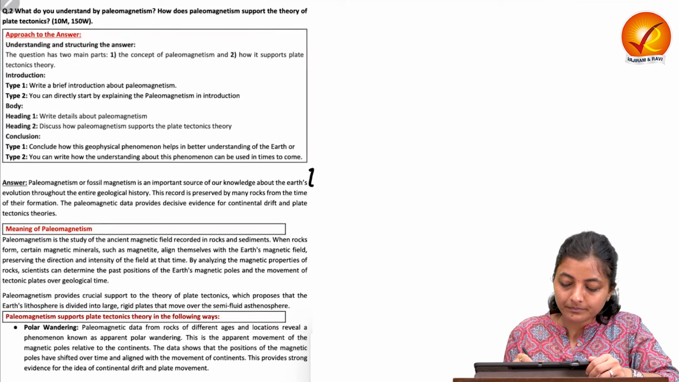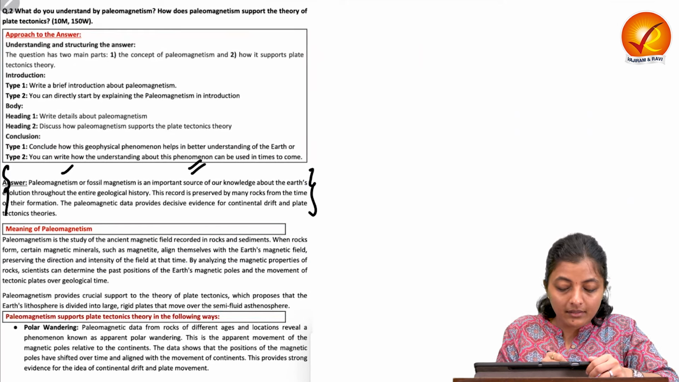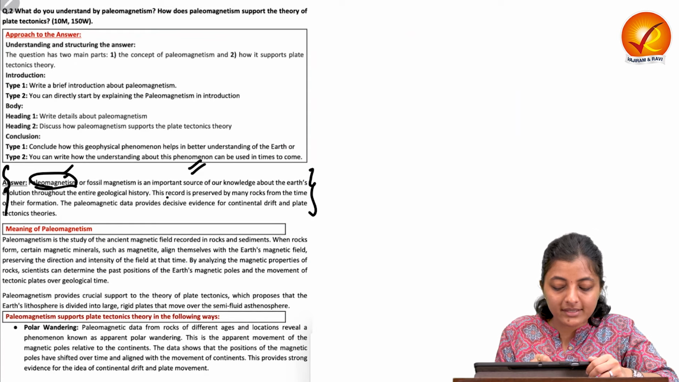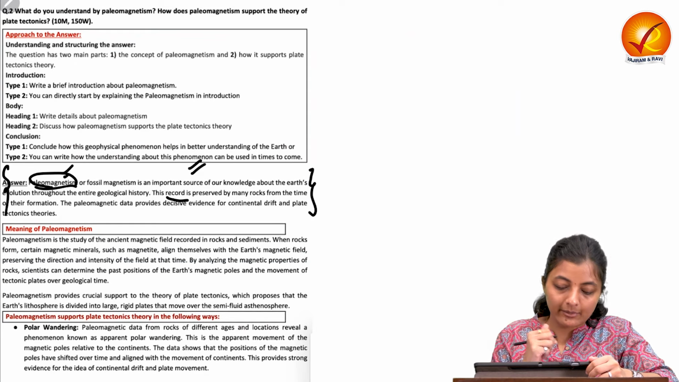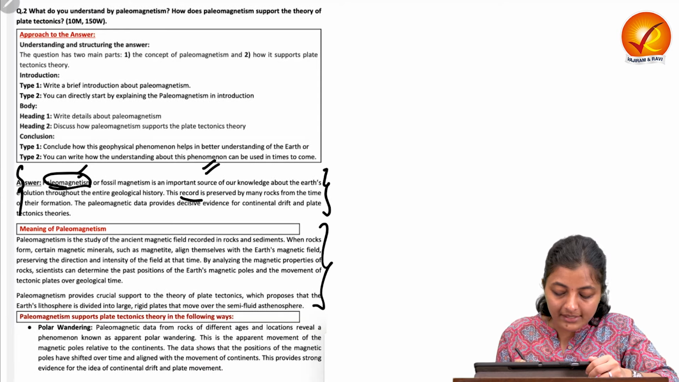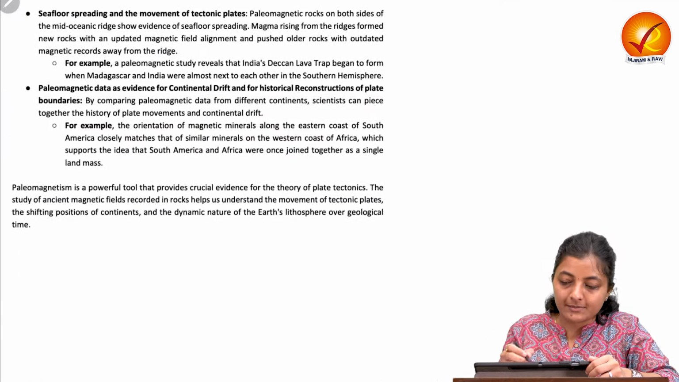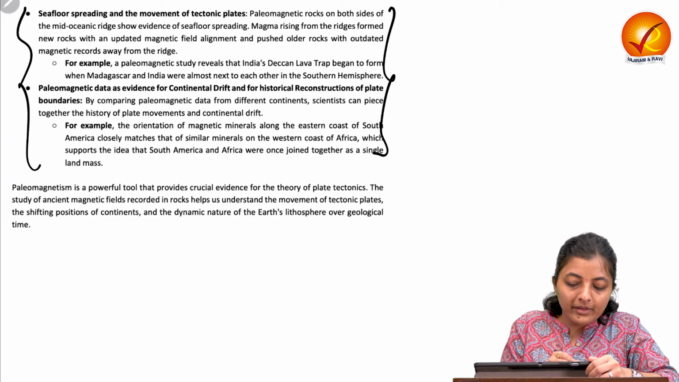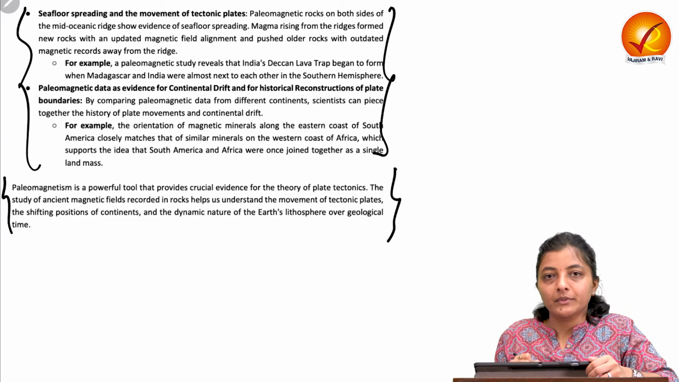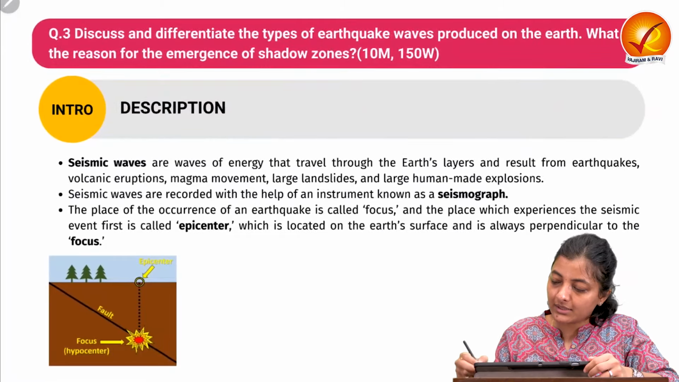Moving on to the model answer, starting with the basic instances of this paleomagnetism, what it provides and how it is helpful, then meaning of paleomagnetism, then how it supported the plate tectonics theory in the following ways, this way, then finally conclusion. Okay, then moving on to the third question.